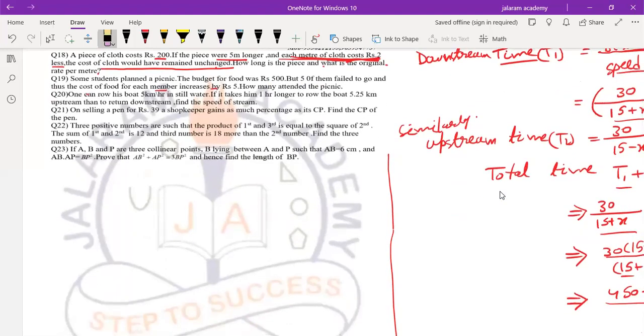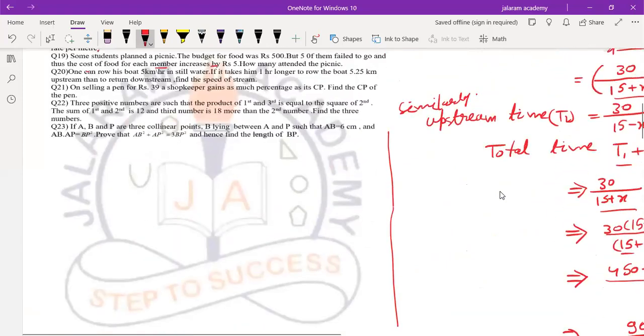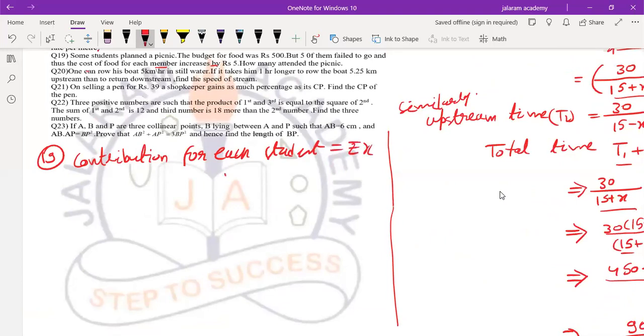So if we assume that, let the original contribution for each student, like we have assumed the cost per meter of cloth. Similarly, in this we can assume that contribution for each student is equal to rupees x. So number of students was, I am now giving the hint only, 500 by x.